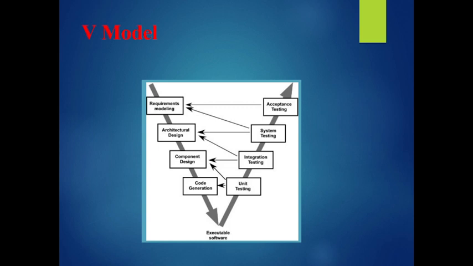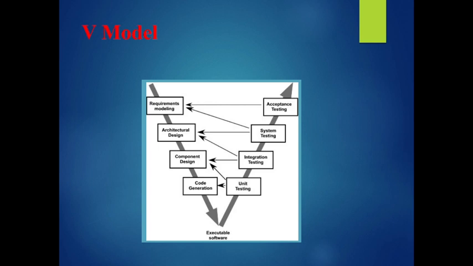And the next model is the V model. This is the extension of the waterfall model. This diagram looks like a V structure, so that is why it is called the V model. This model is similar to the waterfall model. What are all the phases we have discussed in the waterfall model? The same phases are here, but each phase is associated with some testing.